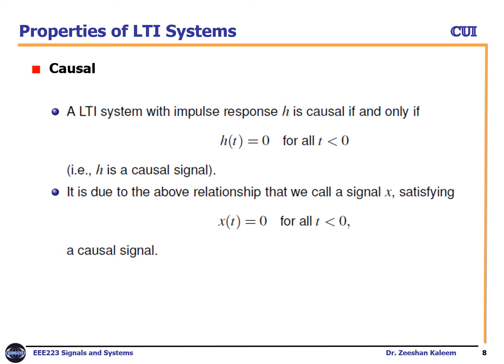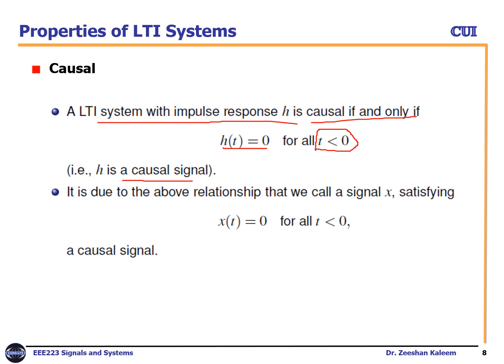Causal. As we already studied, causal means that there is no output before time equals 0, right? So similarly, an LTI system with an impulse response h is causal if and only if h(t) equals 0 for all t less than 0. Less than 0 means before 0 there is no output, right? Then h is a causal signal.